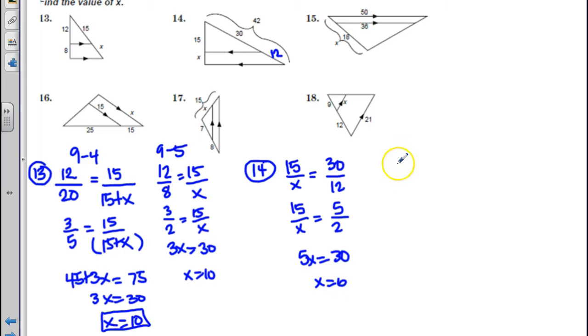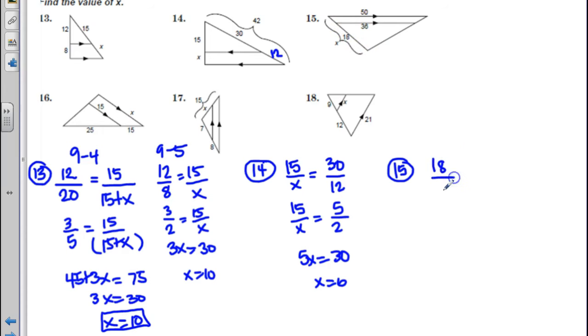All right, let's try number 15. And if you want to pause the video and try these on your own, please do that. All right, so number 15. They give me the small triangle side and then the big triangle side, and this time it's x, so I can't do what I did over here. So I'm going to have to do little triangle to big triangle, which is totally fine.